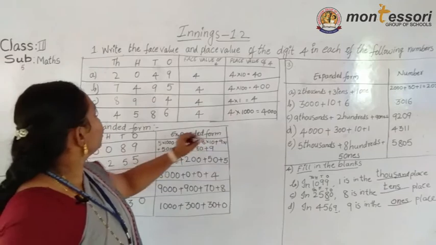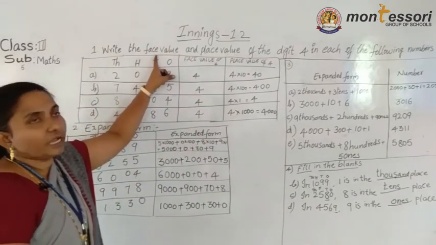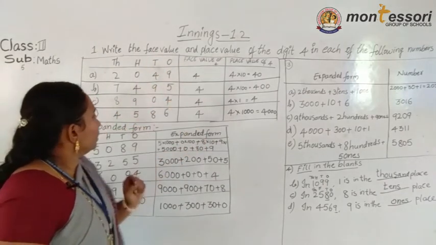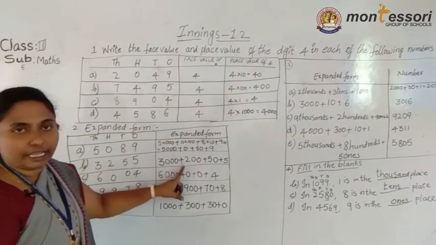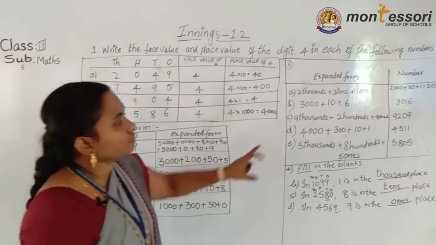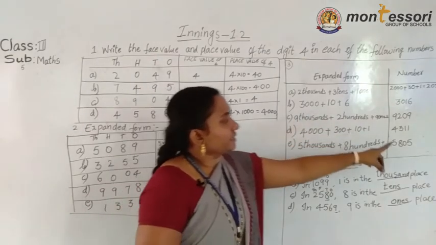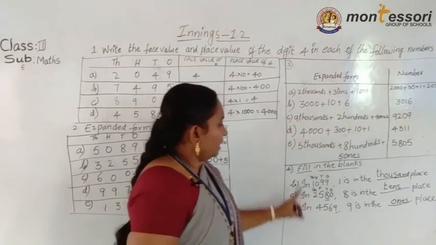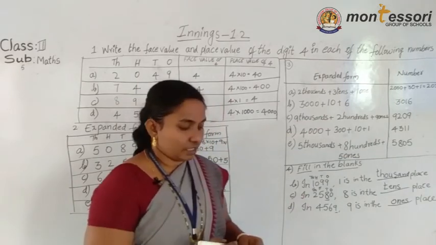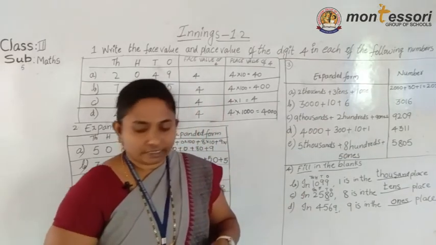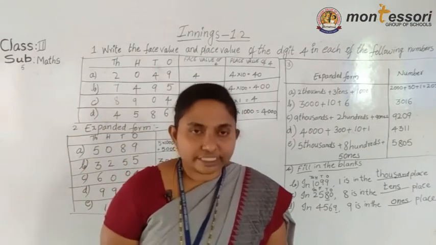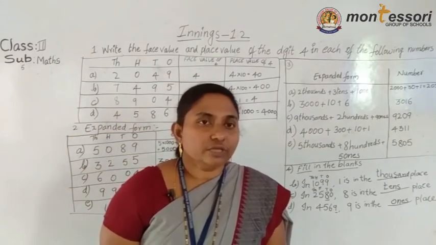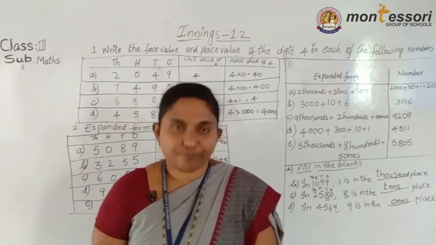Okay, in this video we learned about face value and place value, and then expanded form. When a number is given, how do we write the expanded form, and when the expanded form is given, we can write the number. Next, fill in the blanks also, we learned the place. Okay, so all of you watch the video carefully and practice more and more. Thank you.